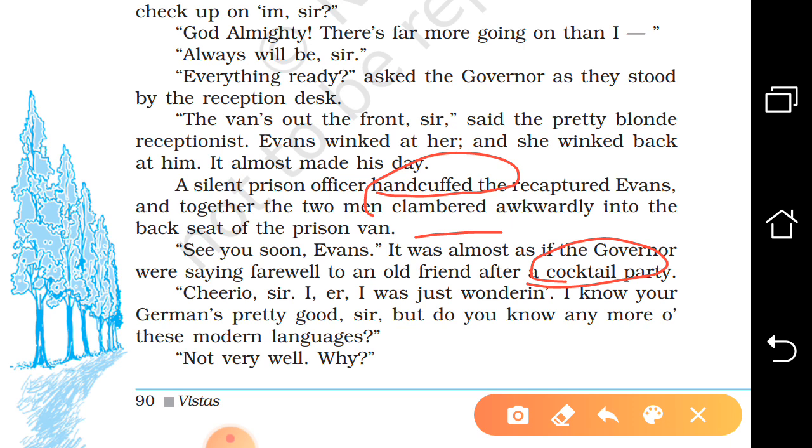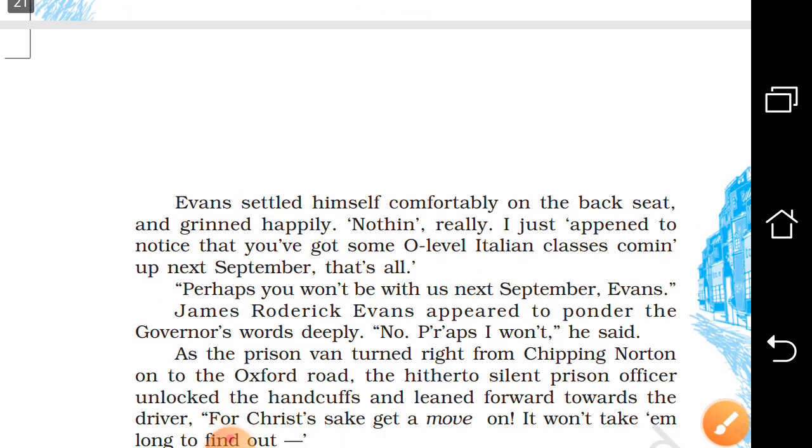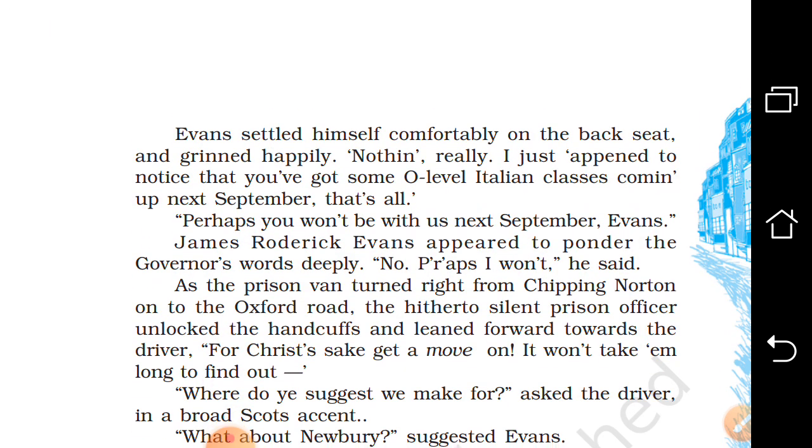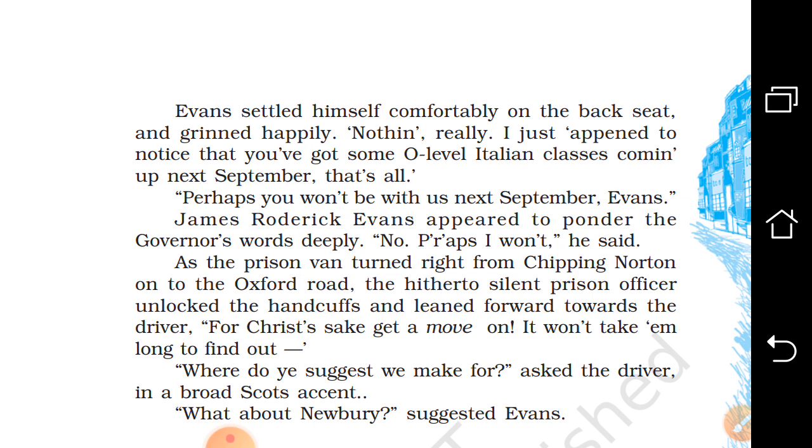"I was just wondering, I know your German is pretty good, sir, but do you know any more of these modern languages?" While going, he said, sir, your German understanding is good, do you know any other modern language? "Not very well. Why?" he asked. Ivan settled himself comfortably on the back seat and grinned happily. "Nothing really. I just happened to notice that you have got some O-level Italian classes coming up next September. That's all." Now he will leave the German classes and start learning Italian classes next time.